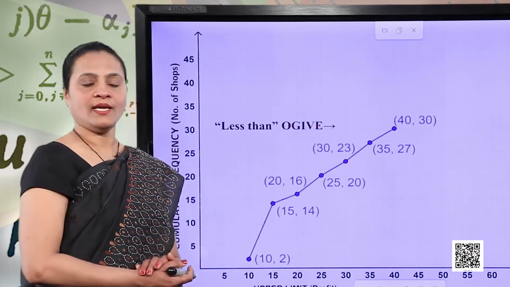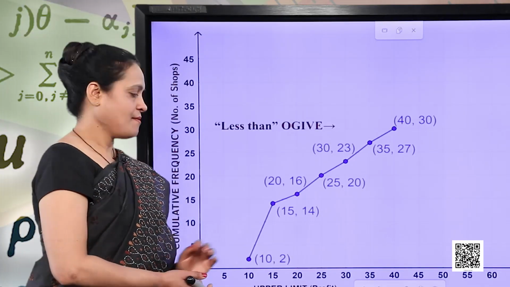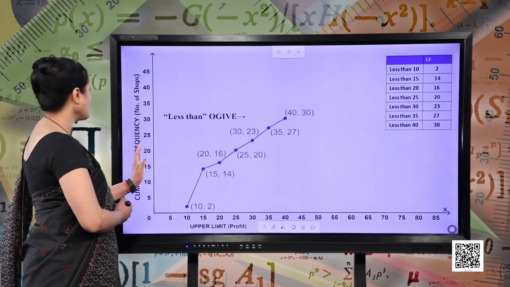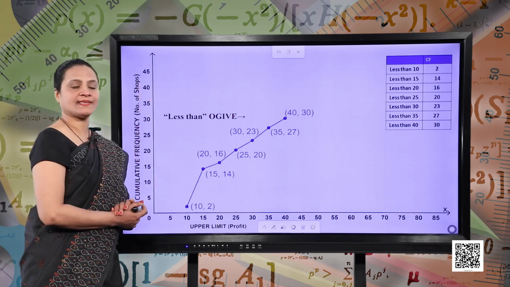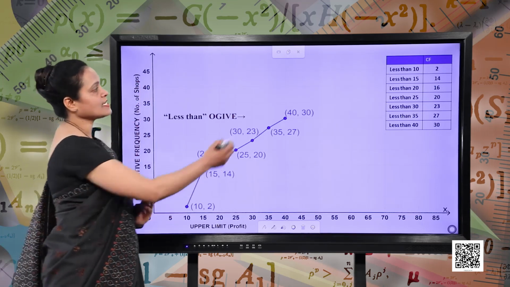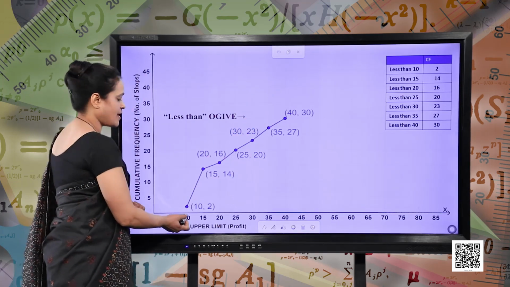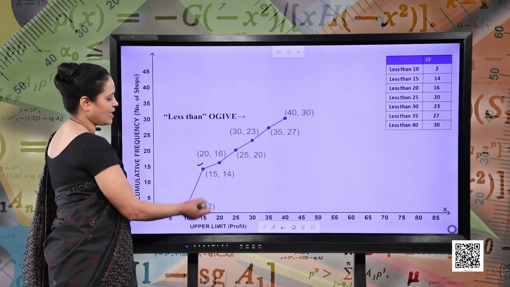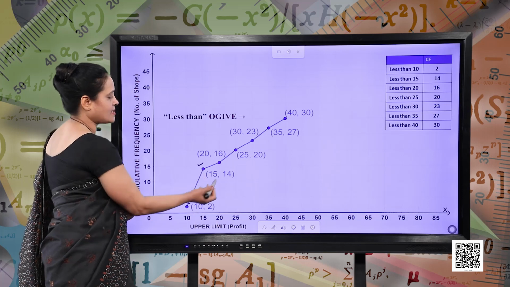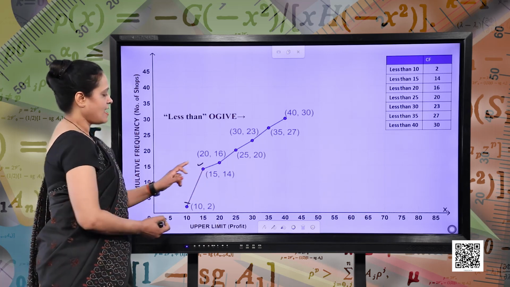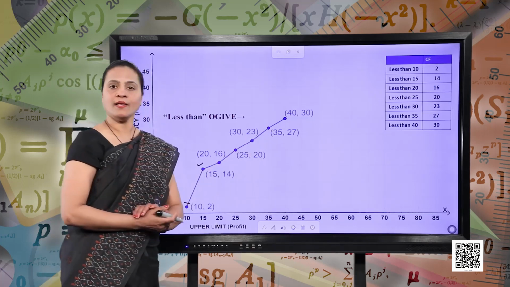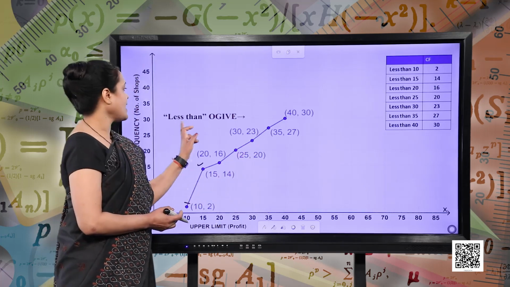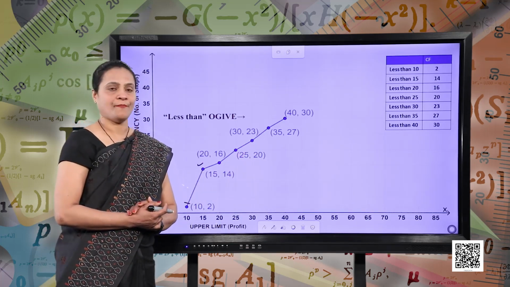ogive. To plot the less than type ogive, again we are going to take the upper limit of profit along the x-axis and cumulative frequency along the y-axis. We can get our first point by taking 10 on the x-axis and 2 on the y-axis. We can get our second point taking 15 on the x-axis and 14 on the y-axis. Likewise, we can get all the points of less than type, and after joining these points, we get the less than type ogive.